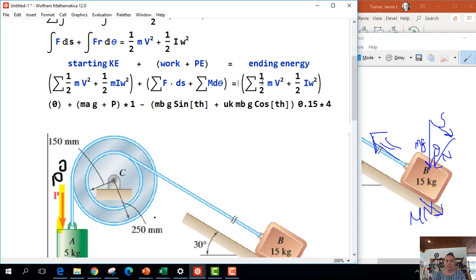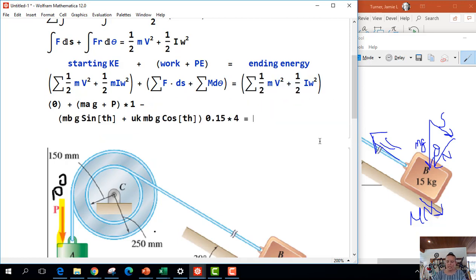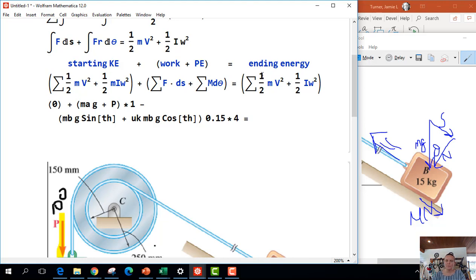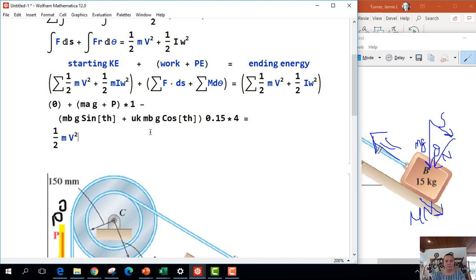And now the last piece of our equation we have to chunk through is the final velocities. Okay, so I'll say a big equal sign and start a new line here. So our final velocities, 1/2 mv squared. What all is moving? So I have A is moving, and we have the velocity of A. B is moving, and I've got the velocity of B. And I have C is rotating. So that's going to be how fast it's rotating.